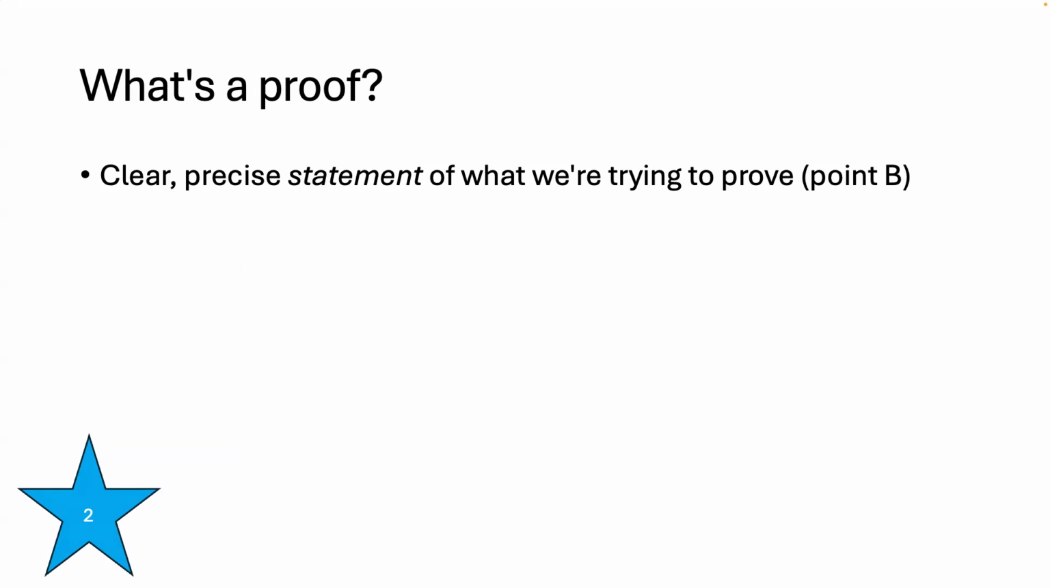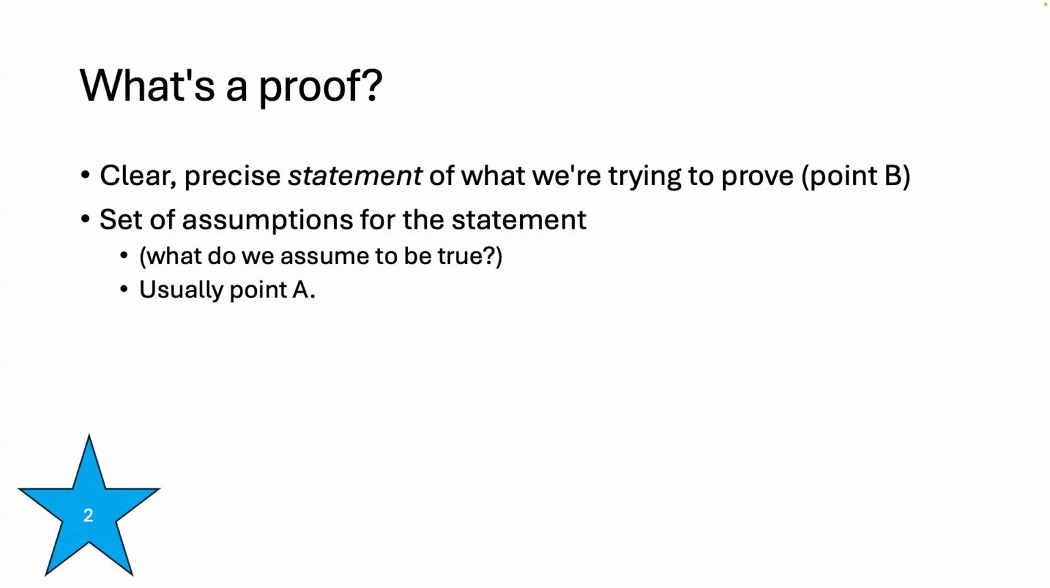A proof starts with a clear and precise statement of what we're trying to prove. So that's insertion sort produces a sorted array. That's our end goal. That's point B. This is what we're trying to prove. And then we need to say, here's what we assume to be true. So those are a set of assumptions. And those assumptions can make or break the proof that you write.